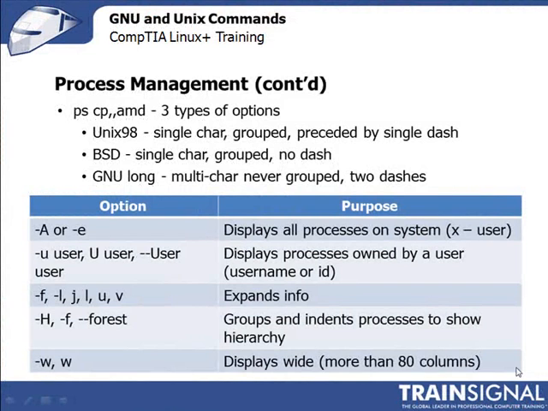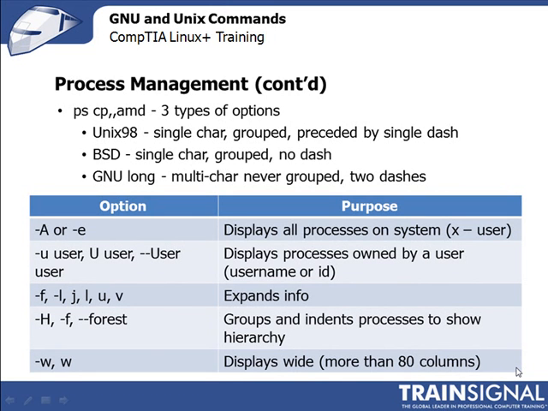Looking at kernel information is fine, but what if we want to know about the other processes running on the system? For that, we use the ps or process status command. I use this command to find out information about errant processes. Now, there are three types of options that go along with this command. The first is UNIX-98, which uses a single character that can be grouped and is preceded by a single dash. BSD also uses a single character and can be grouped, but doesn't have a dash. And GNU long is multi-charactered, and it's never grouped and is preceded by two dashes.